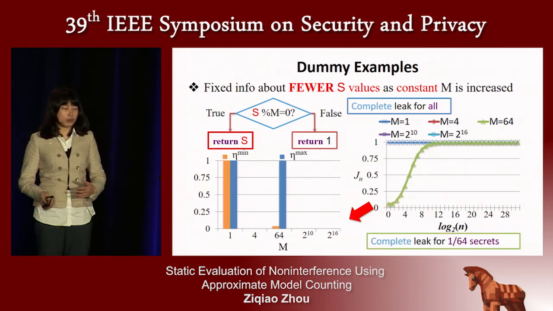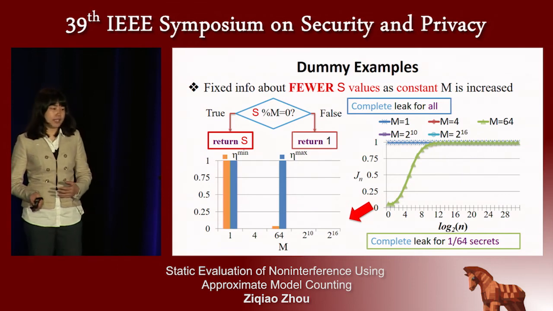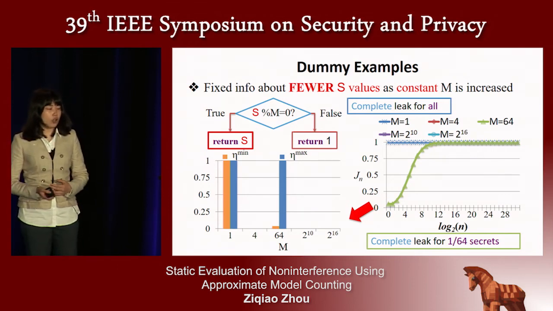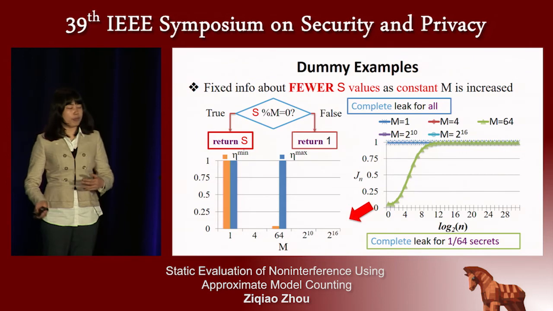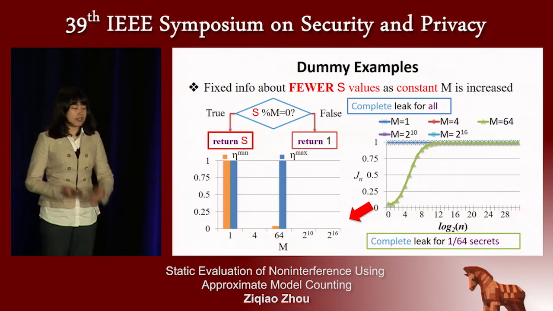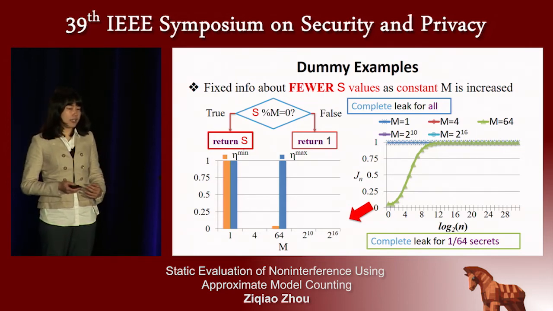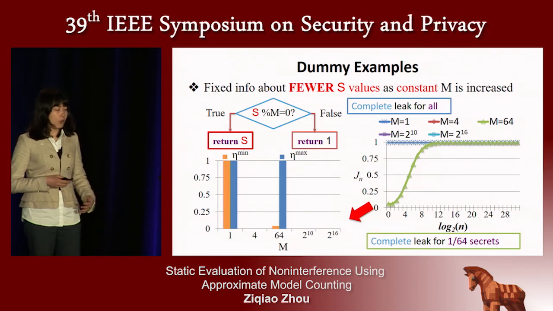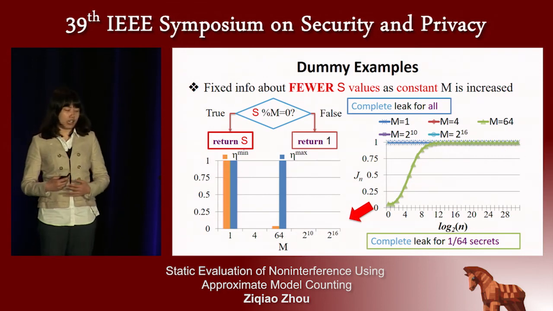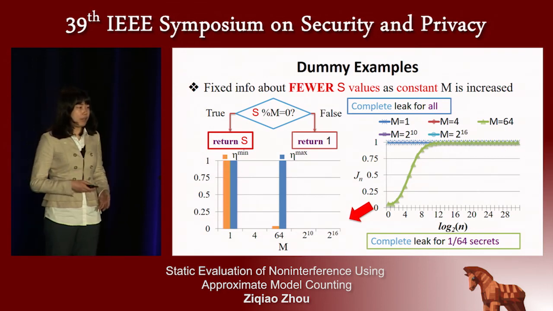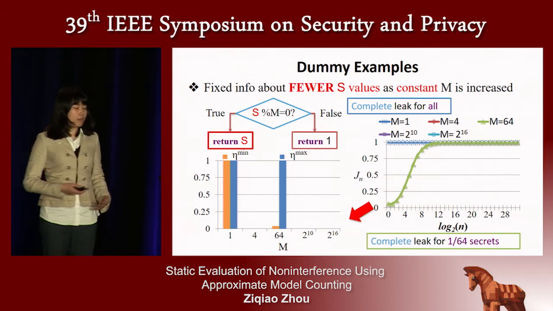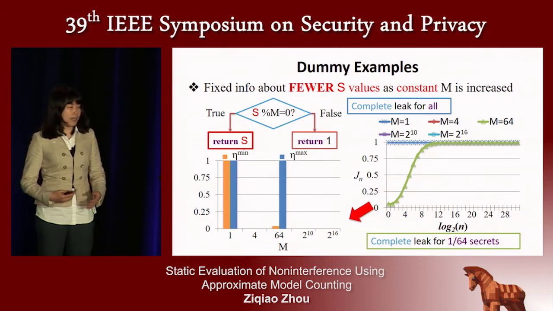And if we increase the constant m to 64, then only 1 out of 64 secrets will be completely linked. That is consistent with this observation that the Ziqiao distance with small n is small, while the Ziqiao distance with large n is large. And if we map to eta min and eta max, we will find that eta min is small, while eta max is still pretty high.